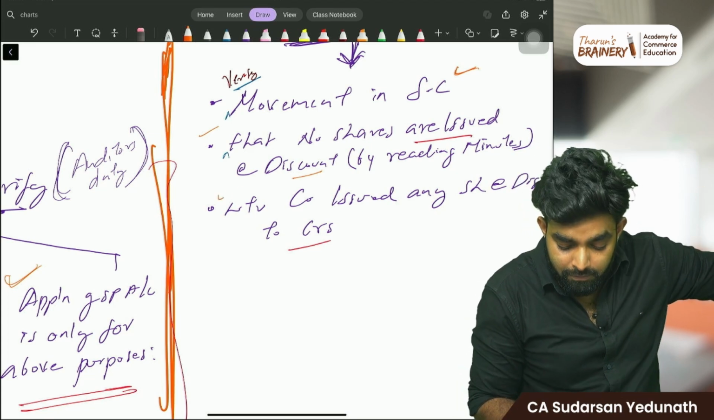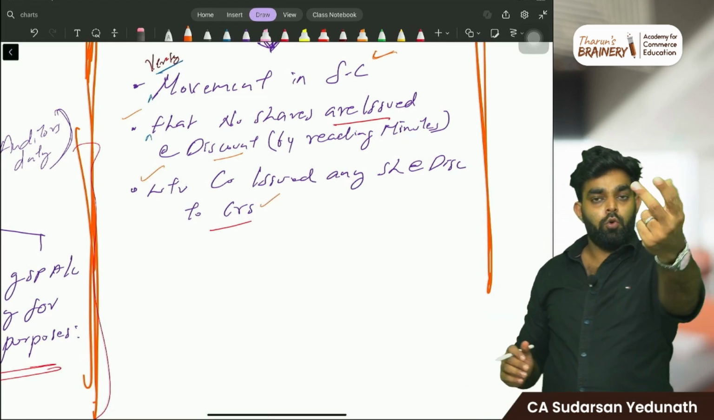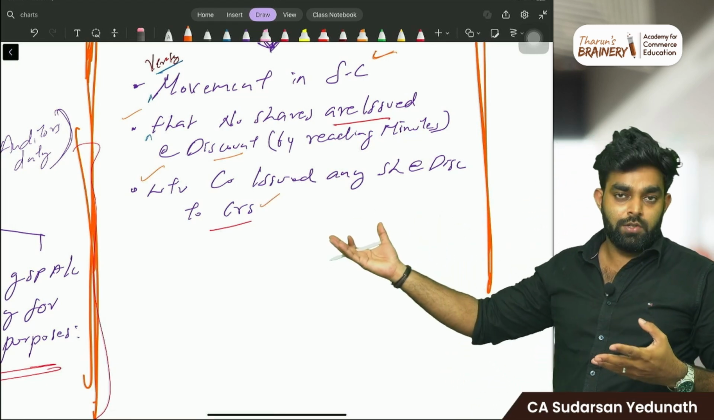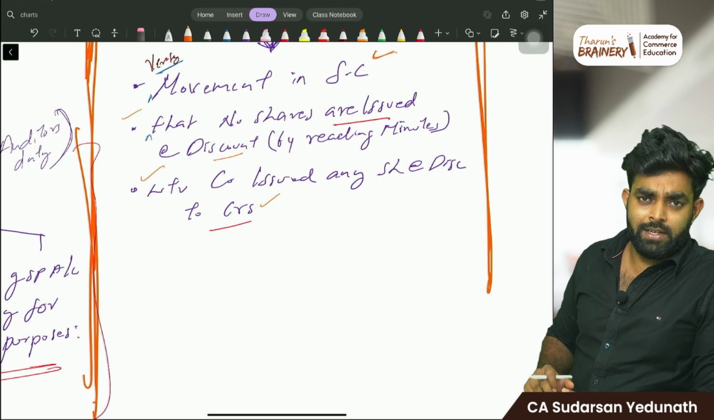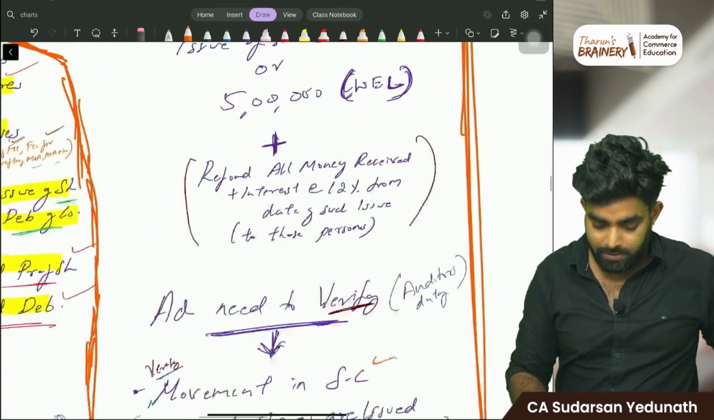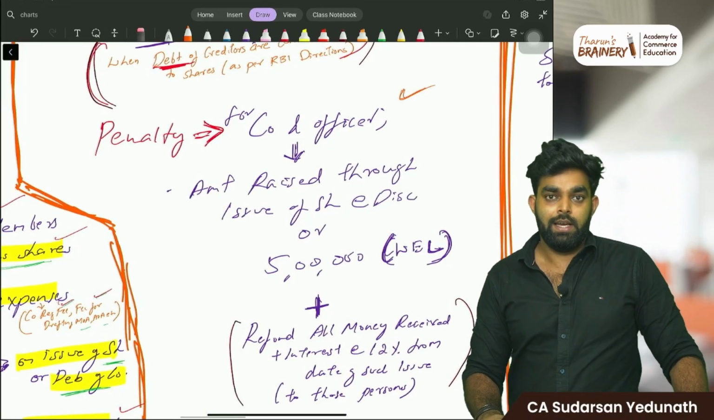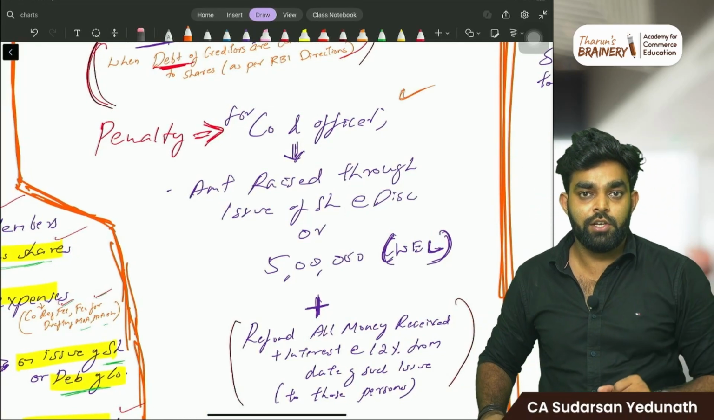Also check whether the company has issued any shares at discount to creditors, because I told you 2 options are there to issue shares. One is to the directors and employees, the other is to the creditors. So you have to check that. That's it. And if the company has contravened any of the provisions, I told you there are only 2 cases where they can issue shares at discount.